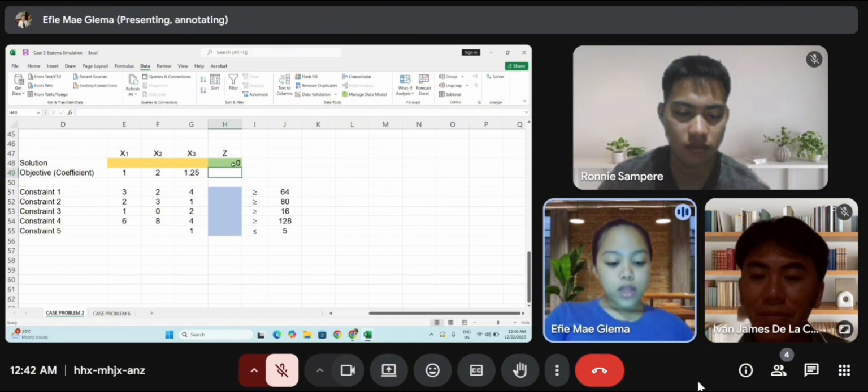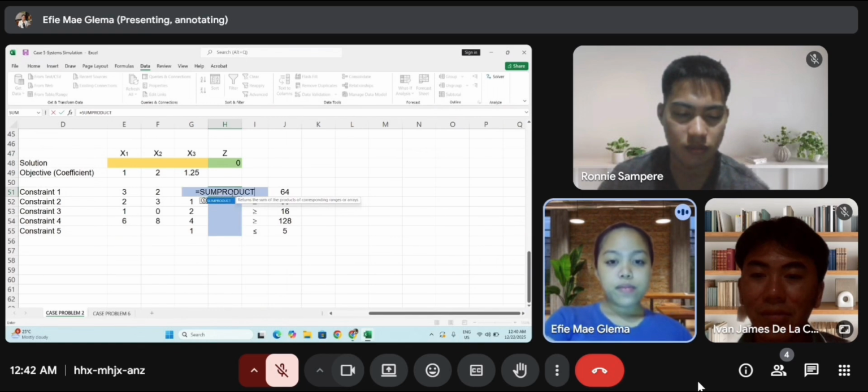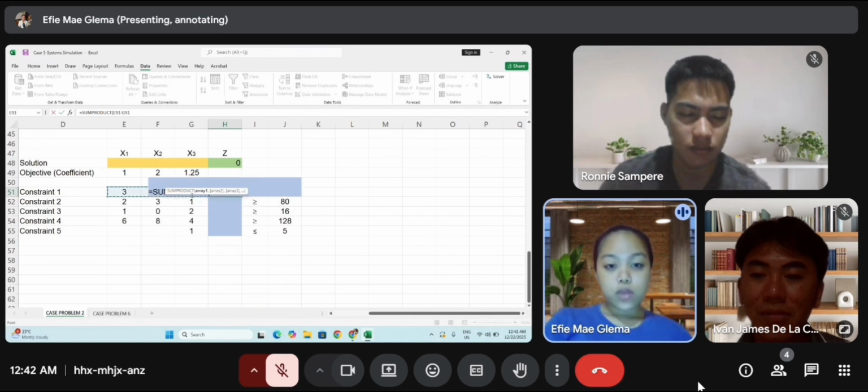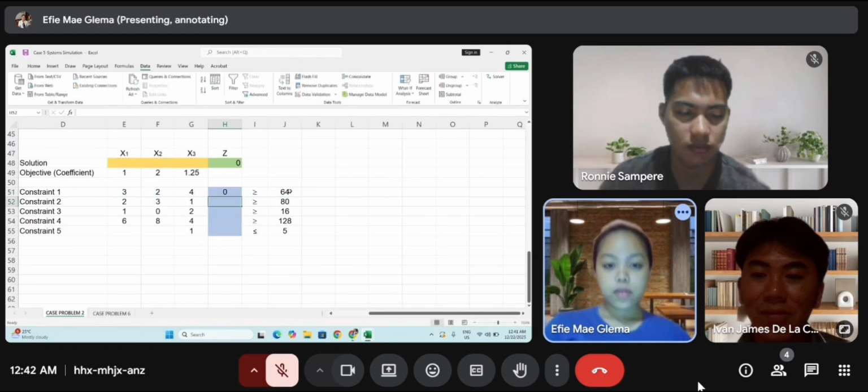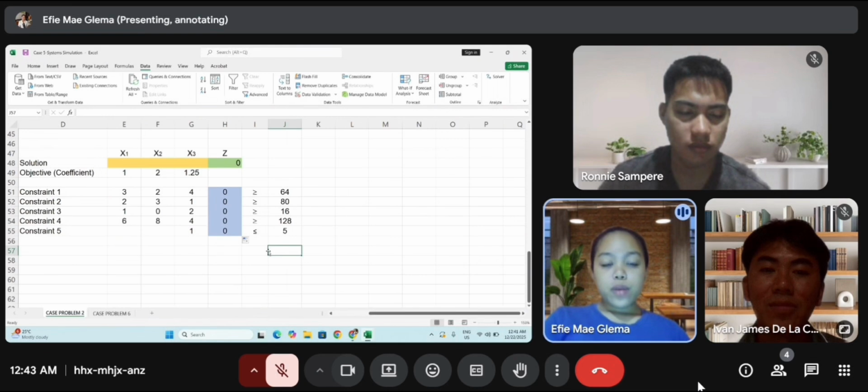For the blue cells, it will be the same: equals SUMPRODUCT, highlighting the coefficients of constraint 1, comma, then the yellow cells. Copy the same formula down to constraint 5. So now we will go to the Data button, then the Solver.